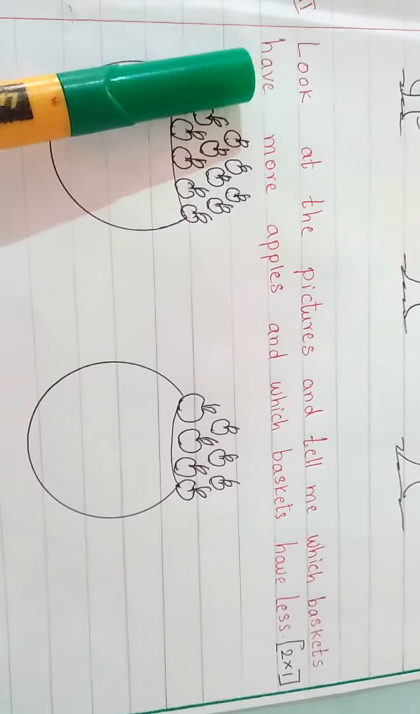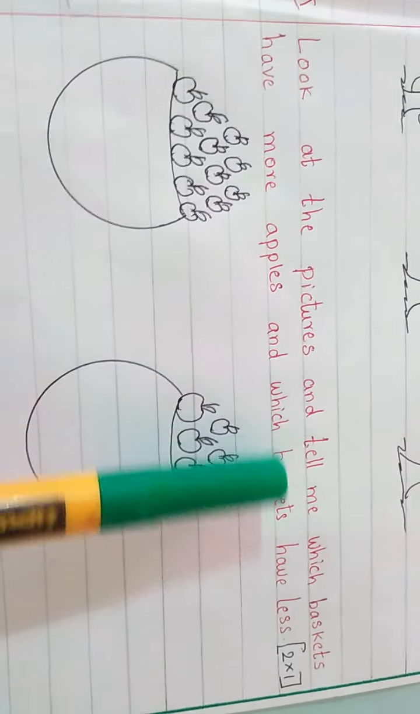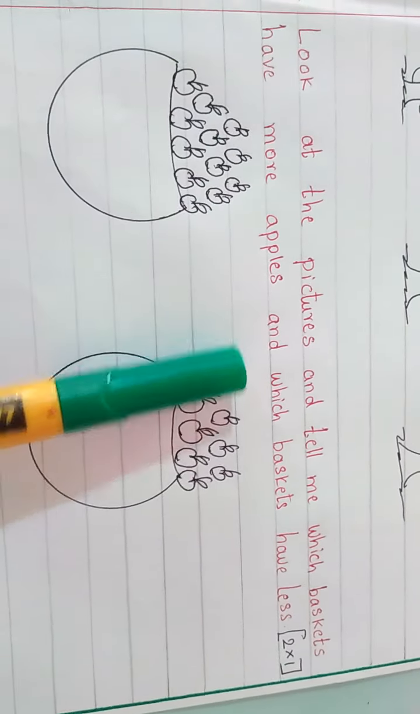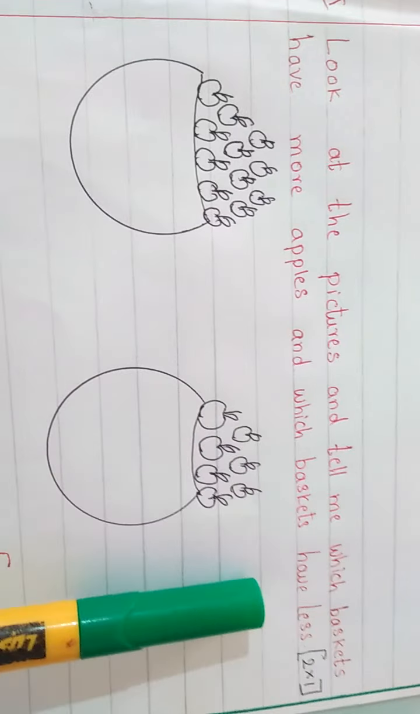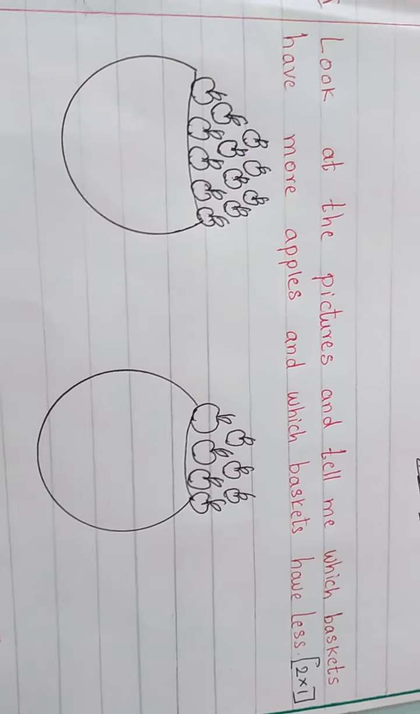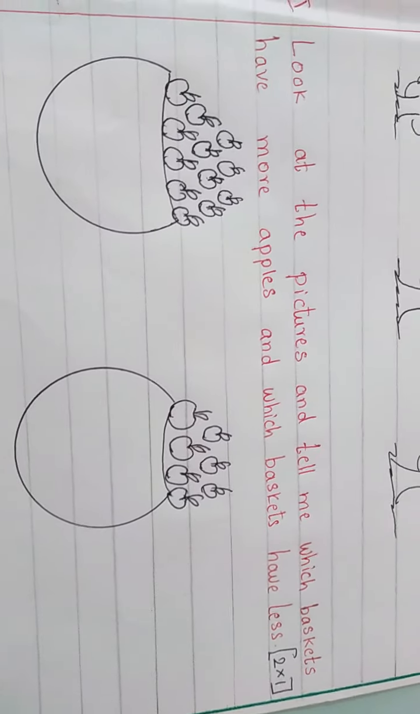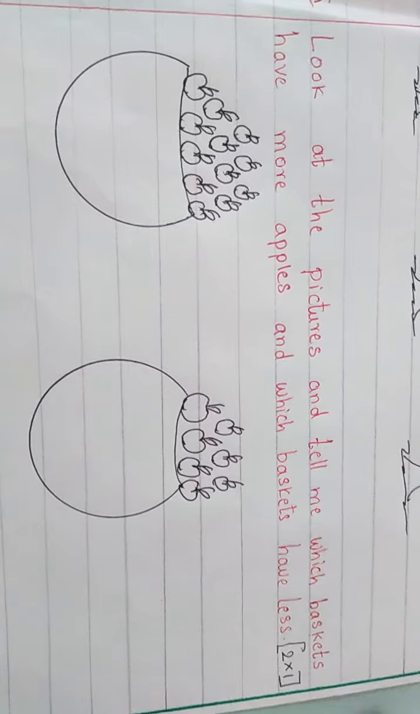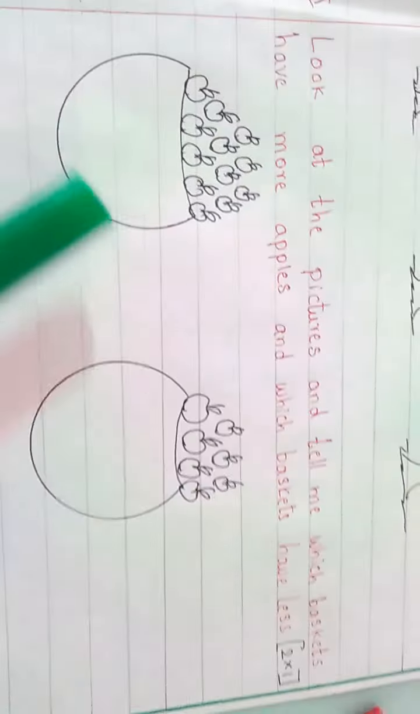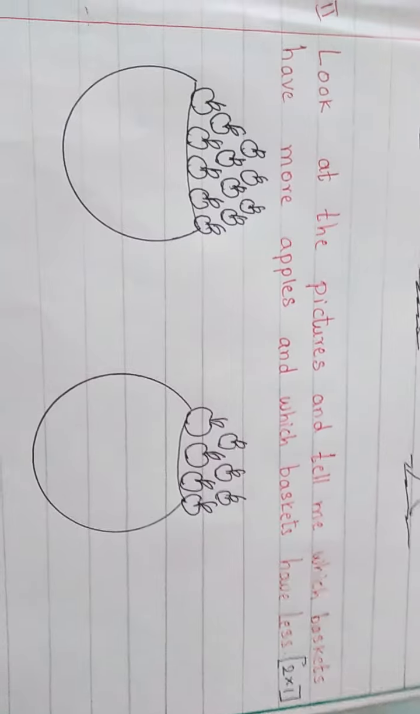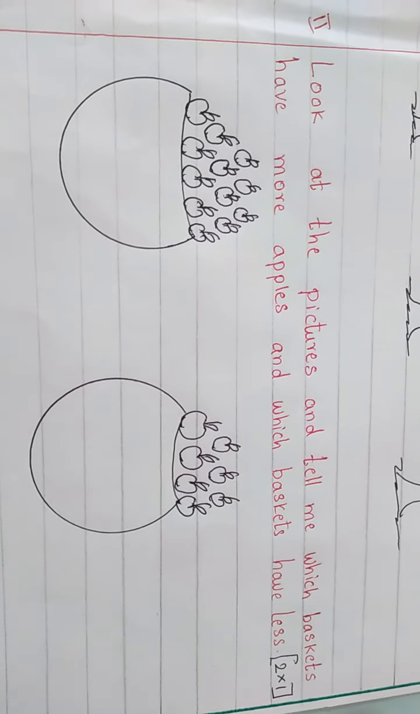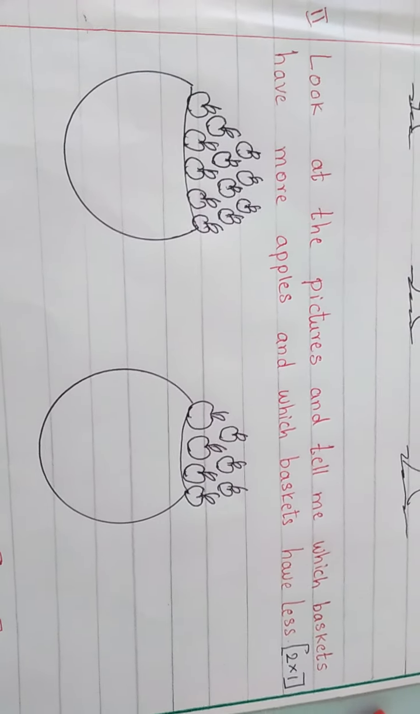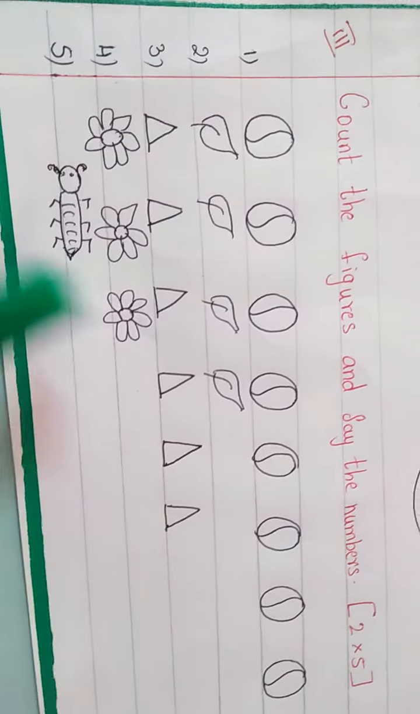Question number 2. Look at the pictures and tell me which basket has more apples and which basket has less. Here we are going to test the child's aptitude to know which is more or less. So I have given 2 marks for this question. The child will look at the picture and identify which basket has more fruits and which basket has less. Moving to the next question.